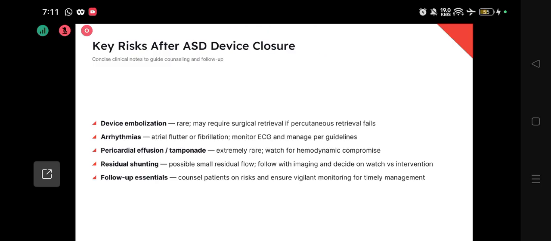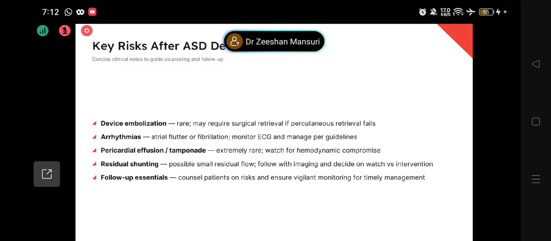Residual shunting: tiny residual flow is okay, but large residual flow is not. Sometimes there is a fenestrated ASD, and we put in a normal, small-size device, it does not cover the other defect, and there may be large residual flow. There are two things that can cause a detrimental effect. One is that the shunting itself may be adequate to cause volume overload, pulmonary hypertension and Eisenmengerization. Number two is that the residual shunting gives rise to friction of the blood flow through the device.